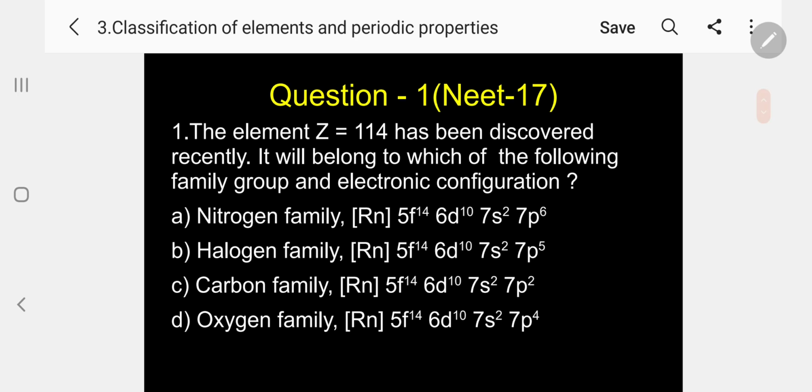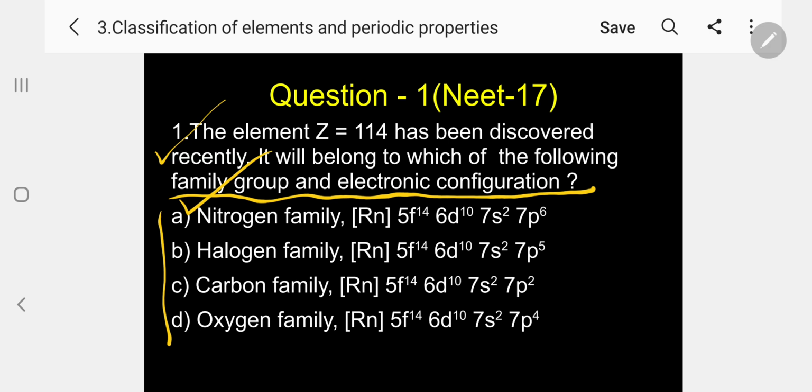Let me take question number 1 first. This question was asked in NEET 17. Let me read the question. The element with atomic number 114 has been discovered recently. So we can say, 114 will belong to which family, group, and electronic configuration? This is the question. Which group does it belong to? They have given the options: nitrogen family, electronic configuration is given already, halogen family, carbon family, oxygen family.